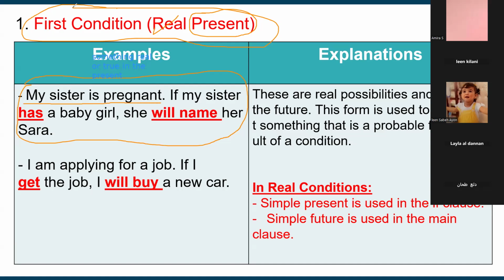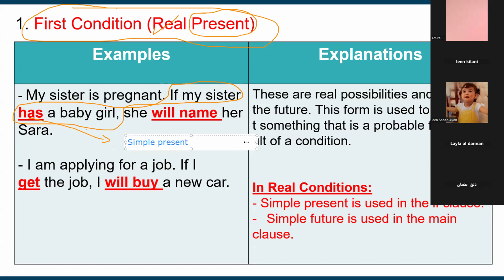Okay, let me help you to find out how to use the first condition in a sentence. I want you to reread the if clause and the result clause. If my sister has a baby girl, she will name her Sarah. Look at the if clause. Where is the if clause, Yaleen? If my sister has a baby girl. What's the tense that I used? Has, like a future? Oh, sorry, like simple present.